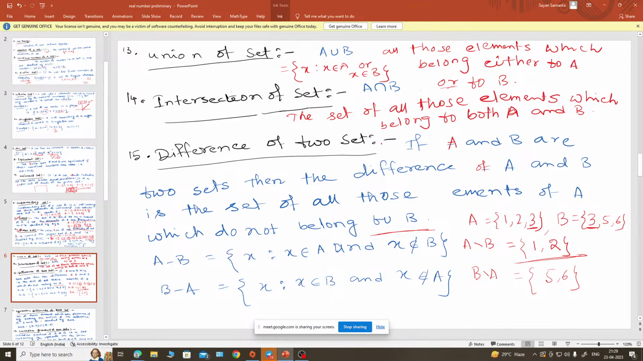Difference of two sets means an element exists in one set but does not belong to the other set. That is A minus B. If we write A minus B, then x belongs to A but x does not belong to B. If we write B minus A, then x belongs to B but x does not belong to A. This is called the difference of two sets. Is it clear to everyone?